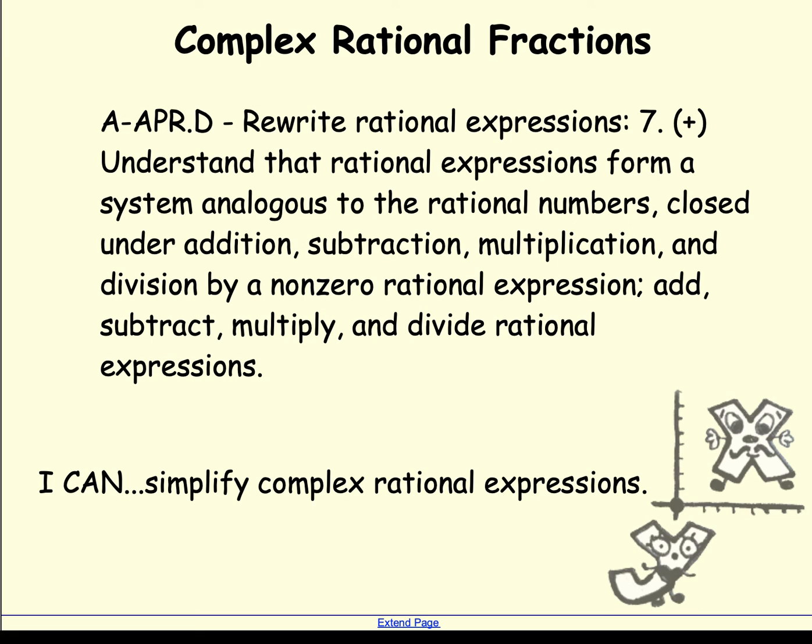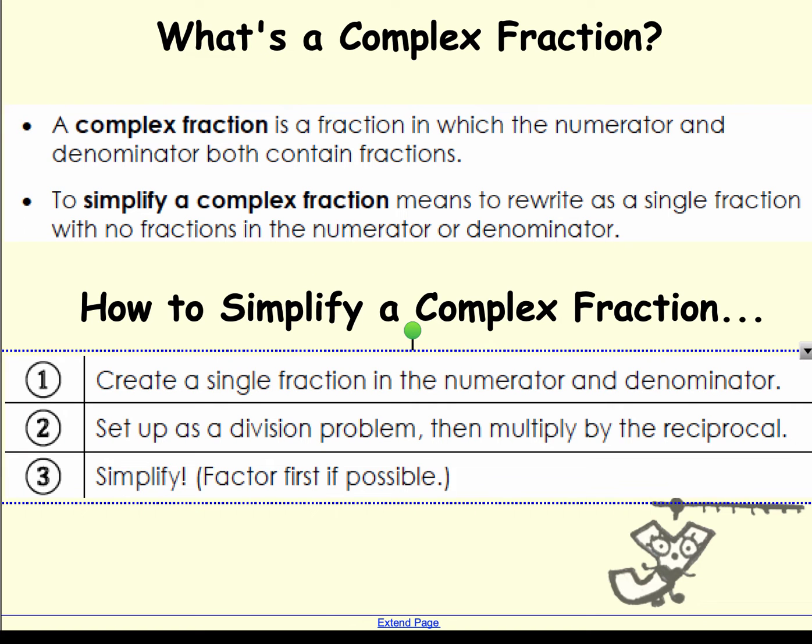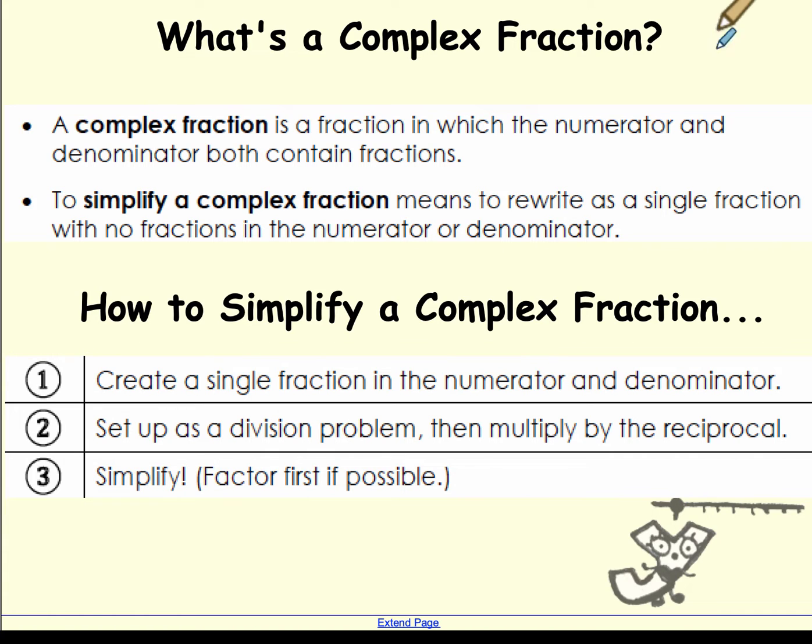In this lesson, we're going to talk about how to simplify complex rational fractions. Sounds scarier than they are, but it's really just a variation of division. First, you need to make sure you understand what a complex fraction is. It's basically a fraction where the numerator and denominator both are fractions. For example, 1/2 over 3/4 would be considered a complex fraction.